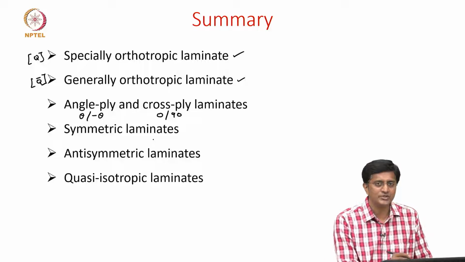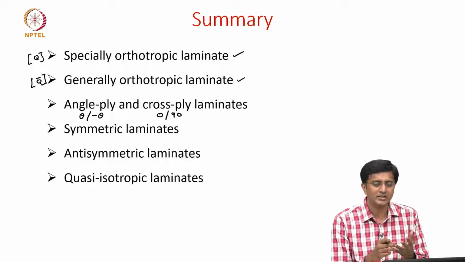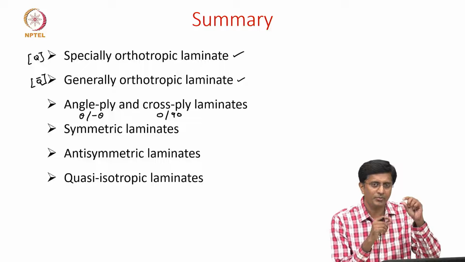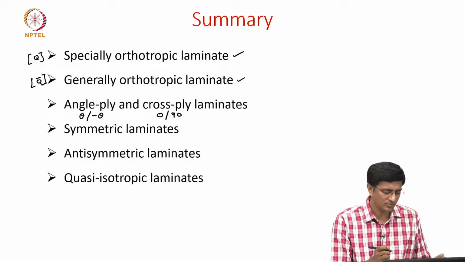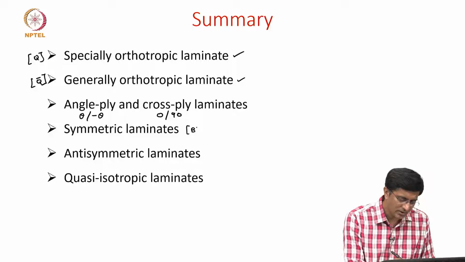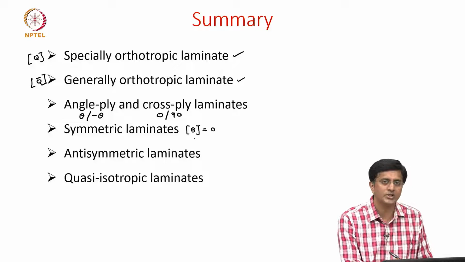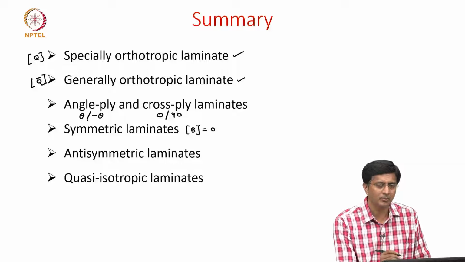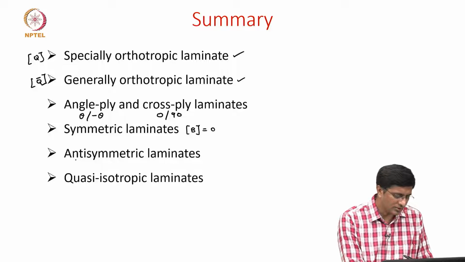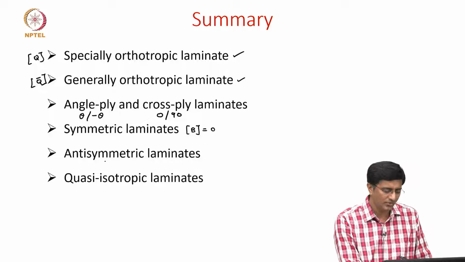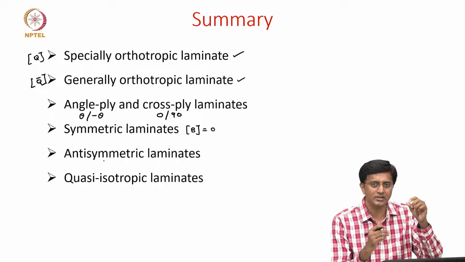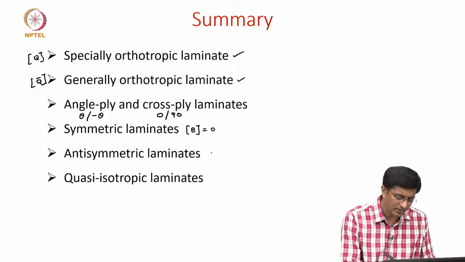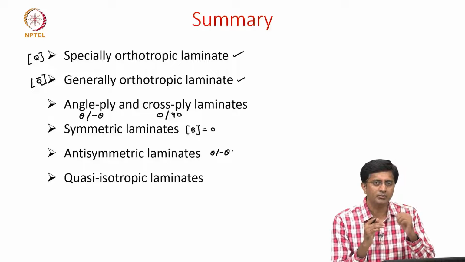For symmetric laminates, we said the material, thickness and the orientation, if we have a pair where all of them are the same about the mid surface, then we call that a symmetric laminate. The major advantage is the B matrix goes to 0, which means there is no coupling between extension and bending. And then we also discussed anti-symmetric laminates, where things are symmetric with respect to the material and the thickness, but angle-wise they are either theta or minus theta. So we are talking about pairs about the mid surface.